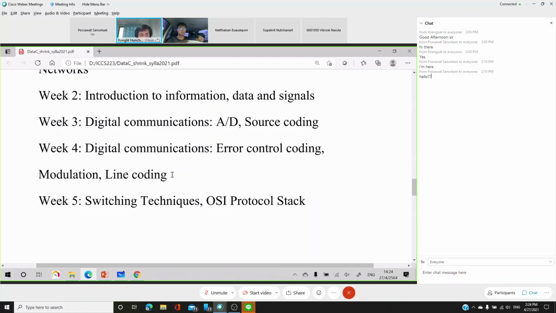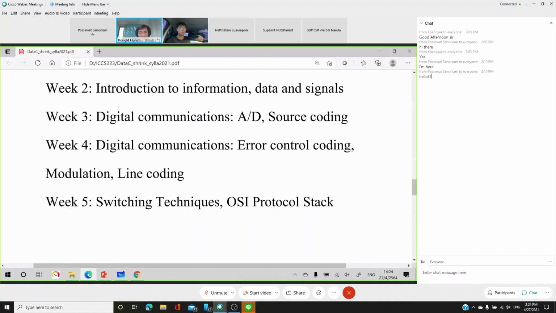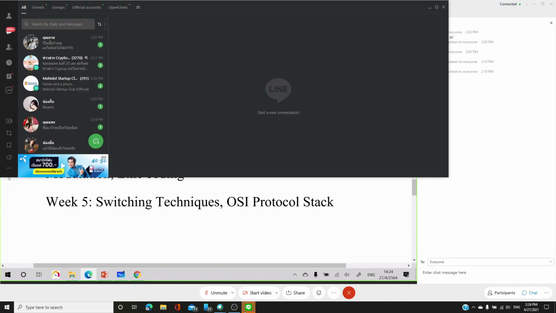Okay, and we talk about line coding here. Line coding concerns when we want to transmit digital data into a wire. We're going to generate electrical symbols, and that's line coding. There are many different types of line coding.